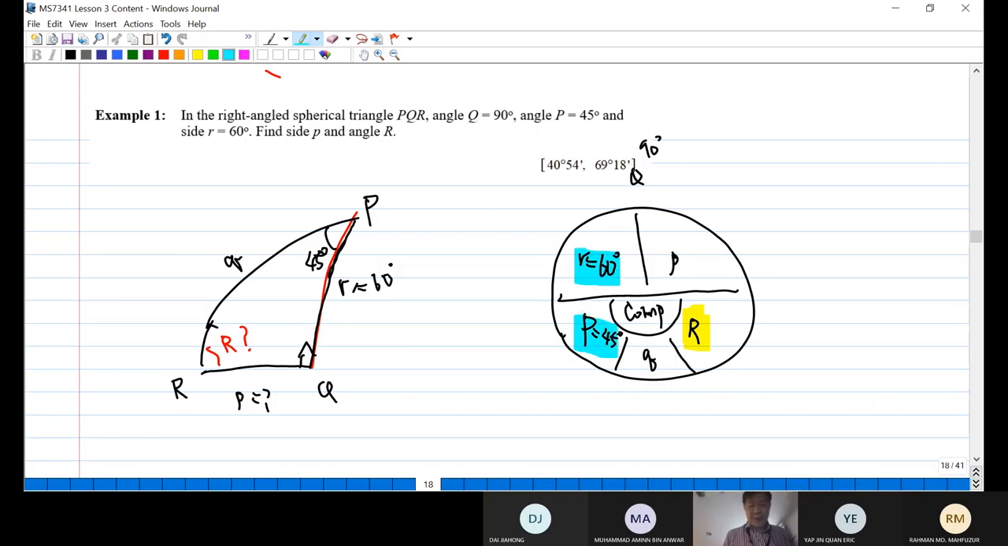So I use a formula now. The formula says that sine of middle part. You can write down sine of middle part. Middle part is R here. But because R is below the view, you have to make sure that you use com R. Com R is the product of the cosine of the opposite. So cosine of side R, cosine of angle P. Let me erase and move this a little bit here. Sine of com R is equal to cosine of R, cosine of com P. Product of cosine here.